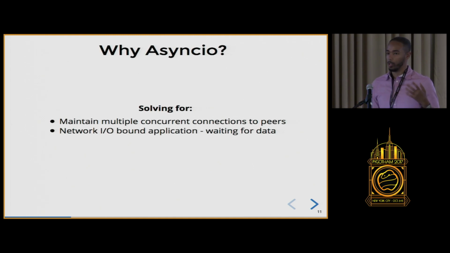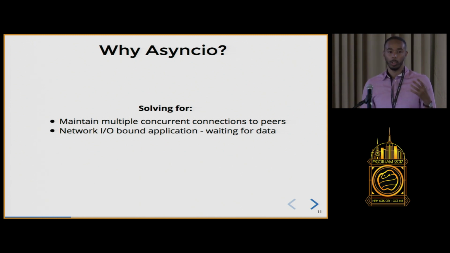And why do we want to do this using Asyncio? Well, this problem kind of deals with two things. One is that we want to maintain multiple concurrent connections, one for each peer, and that this is a network I/O bound application. A lot of time is going to be spent waiting for data to come through the wire or waiting to write data.